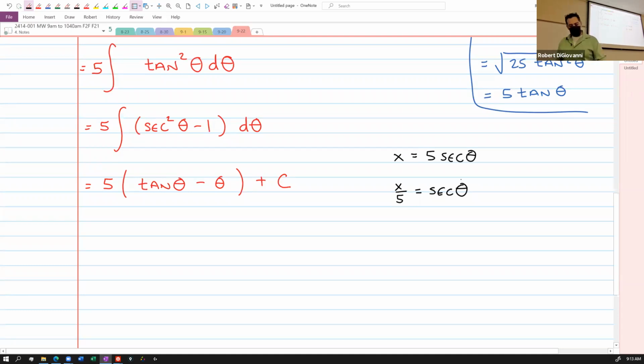We draw a reference triangle, and theta is the angle here. Secant is the reciprocal of cosine, right? Cosine is adjacent over hypotenuse, so secant should be the hypotenuse over the adjacent. That means I can label the hypotenuse x and the adjacent 5.